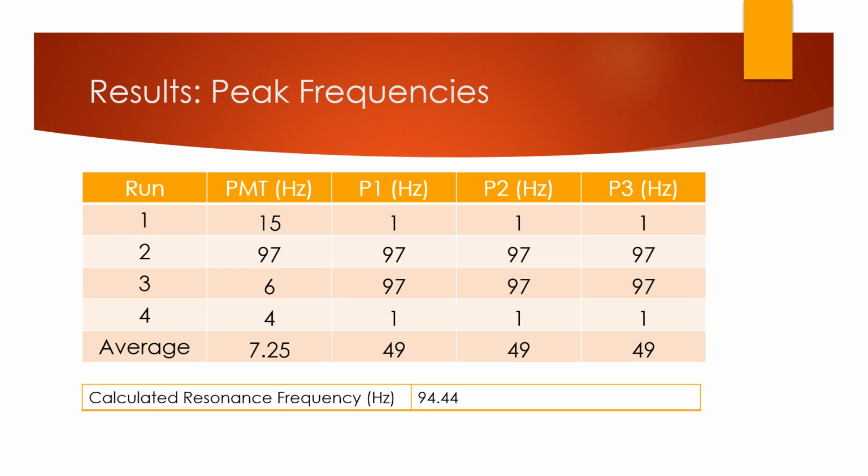The peak frequencies were as follows for the 4 runs for each of the pressure locations and the PMT. It's worth noting that the P1, P2, and P3 columns are identical. Notice that runs 2 and 3 produce the same results for the pressure transducers, and this value is close to resonance, which means that the tube resonates at these run configurations. Also, runs 1 and 4 are identical for the transducer values and are very far from the resonance frequency.